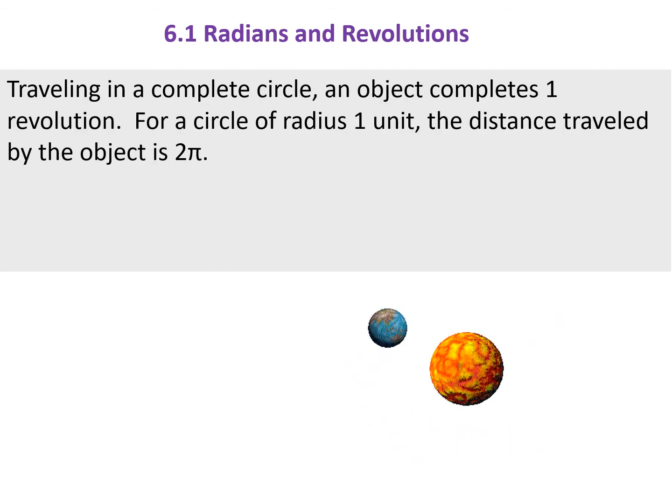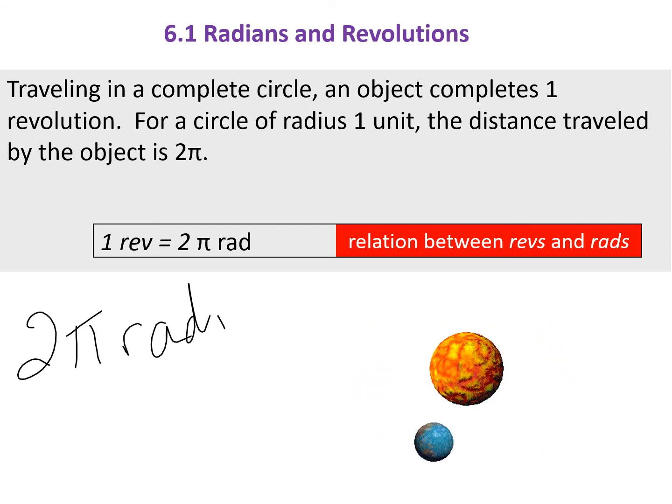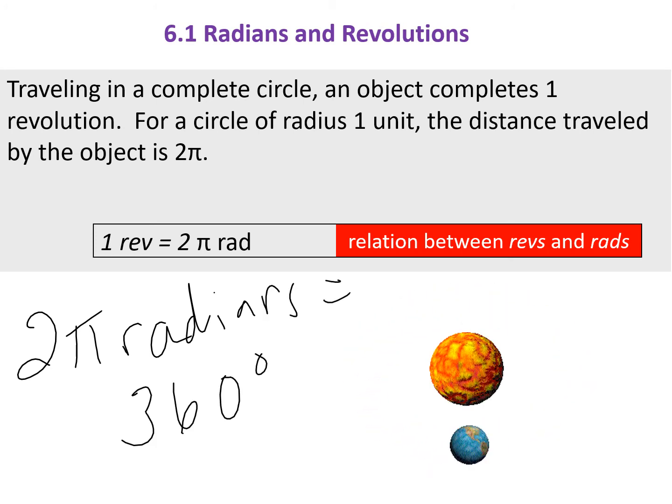Traveling in a complete circle, an object completes one revolution, one trip around the circle. So for a circle of radius 1 unit, the distance traveled by the object is 2 pi, which is 1 revolution equals 2 pi radians. Rad doesn't stand for radius. Rad stands for radians, where you have 2 pi radians equals 360 degrees. That's how many radians are in a circle, and that's how many degrees are in a circle. 1 revolution, 2 pi rad.